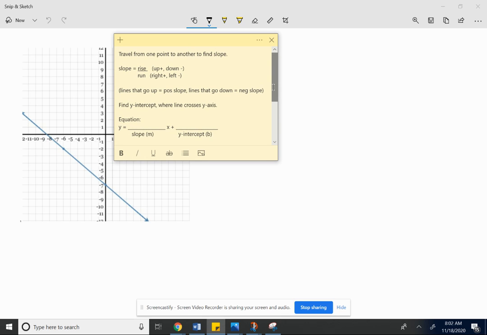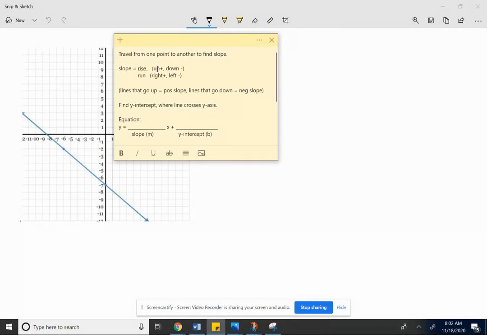Okay, this is a Delta Math problem on the assignment where they give you a graph and they want you to come up with an equation of the graph. Okay, here's the big idea in this post-it. You want to travel from one point to another to find the slope of the line. Slope is rise over run.